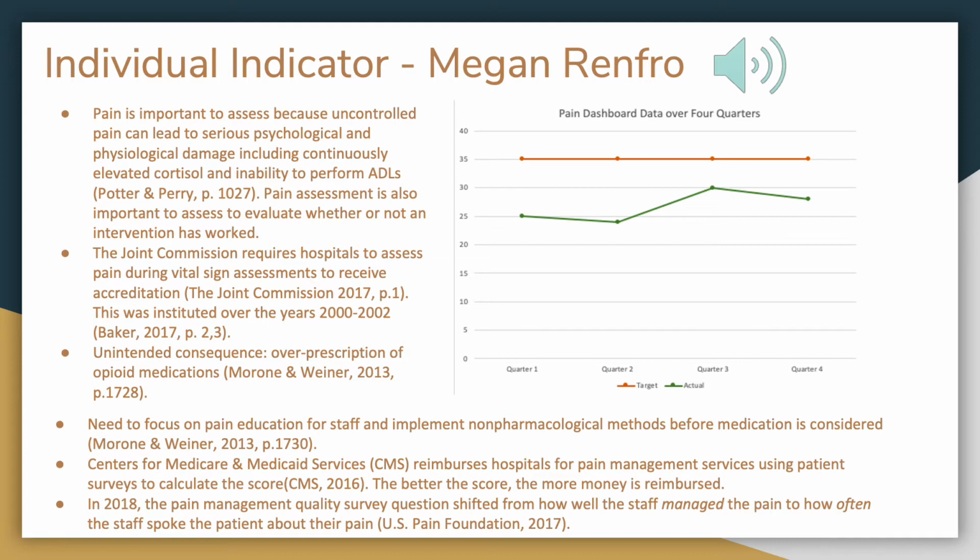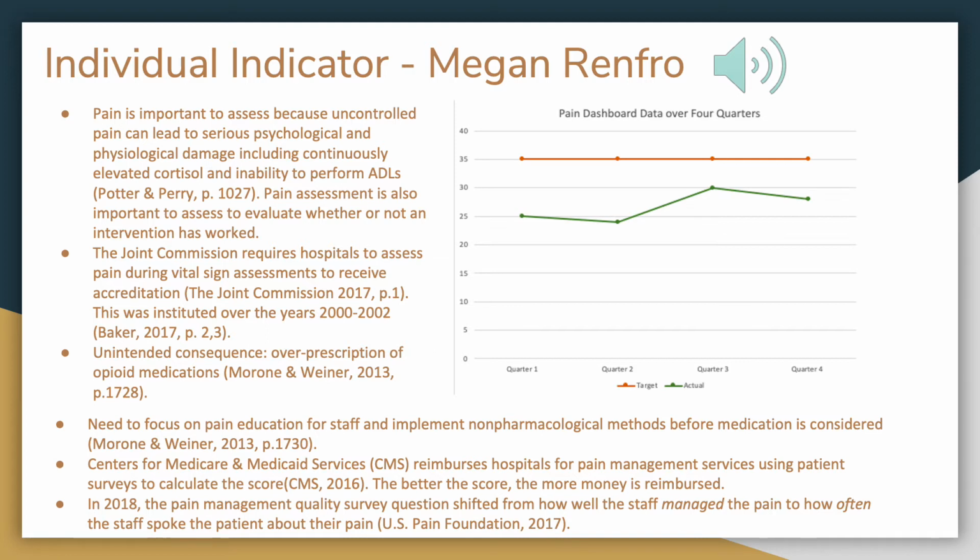Pain is important to assess because uncontrolled pain can lead to serious psychological and physiological damage, including continuously elevated cortisol levels and inability to perform ADLs. Pain is also important to assess to evaluate whether or not interventions have worked. Assessments are often overlooked because nurses feel rushed or encounter communication barriers.